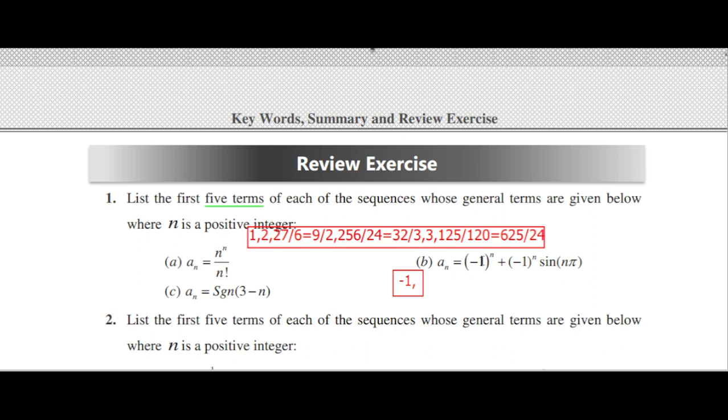The second term: minus 1 squared is positive 1, times sine 2 pi, which is 0. So minus 1 to the power of 2 is positive 1. The next term, positive 1.